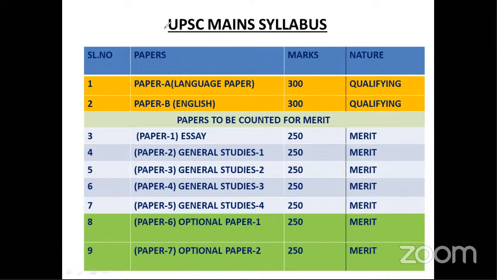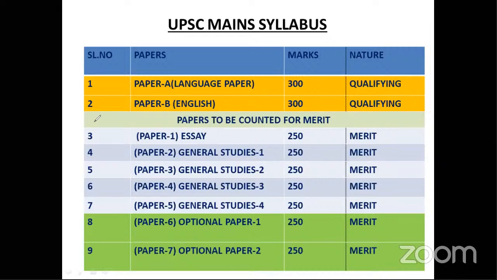First of all, try to find out the marks distribution of all the subjects in your mains exam. As you see, there is a total of 9 papers in your UPSC mains exam, and out of the 9 papers, 2 are qualifying papers, meaning marks of these 2 papers will not be added to your merit list. So it is very important to understand the marks distribution and the number of subjects in the mains syllabus, and then you have to choose your optional subject.